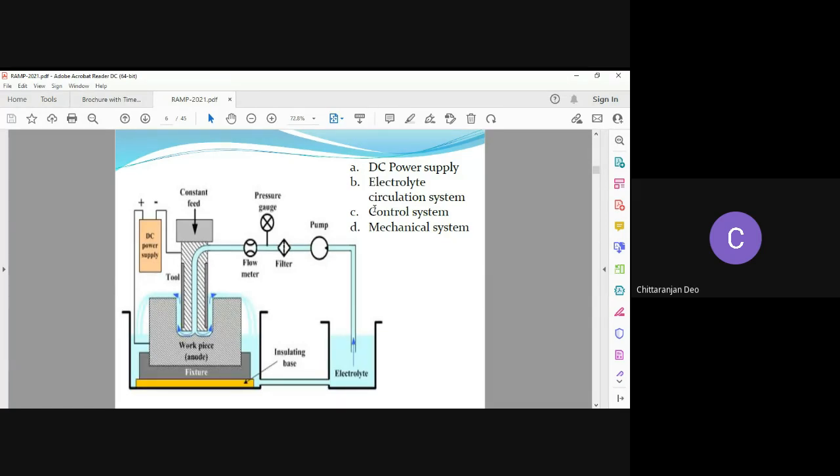Then, if we're talking about the control system, the electrical parameters of the process mean the voltage and current, tool feed speed, and parameters of the electrolyte circulation system, that is inlet and outlet pressure of the electrolyte and temperature of the electrolyte. All these things are to be controlled by this control system, which provides a stable and efficient operation of the unit.